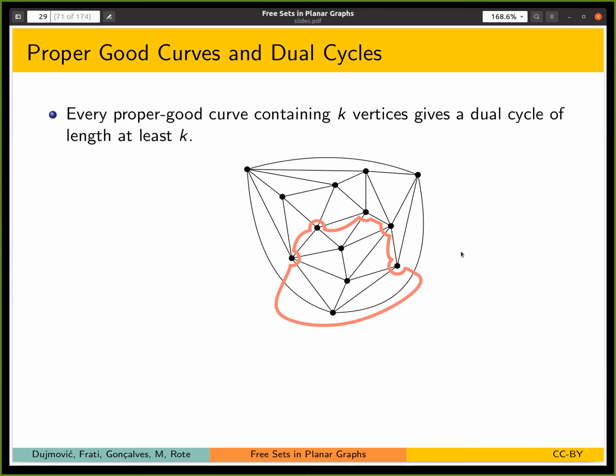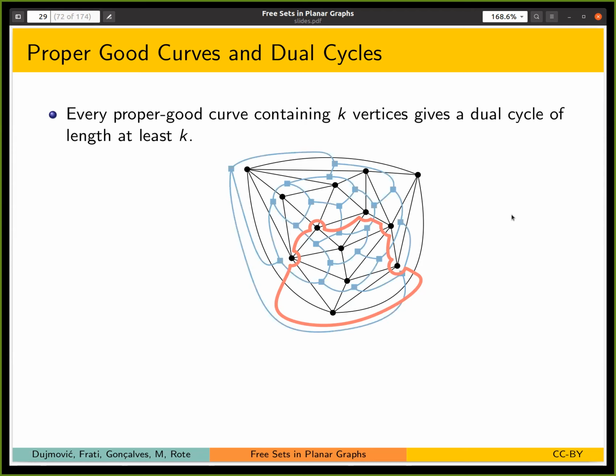And actually, if you think more about the definition, if your graph is a triangulation, you see that this just gives you a cycle in the dual graph. The dual graph is the one that has a vertex for each triangle in your triangulation, and an edge between two triangles if they share an edge. And so, for that curve, just look at the triangles that it intersects and the order that it intersects them. And you'll see that actually gives you a cycle in that dual graph.